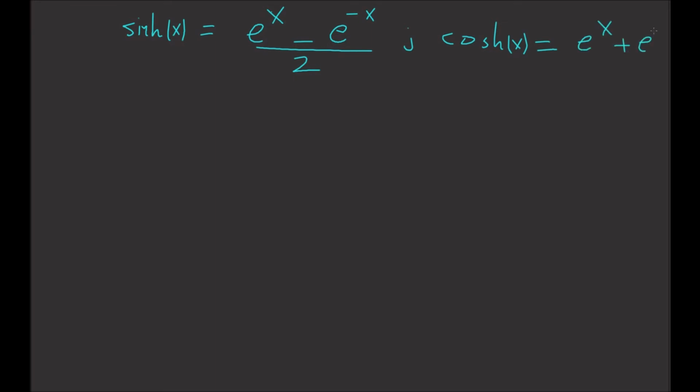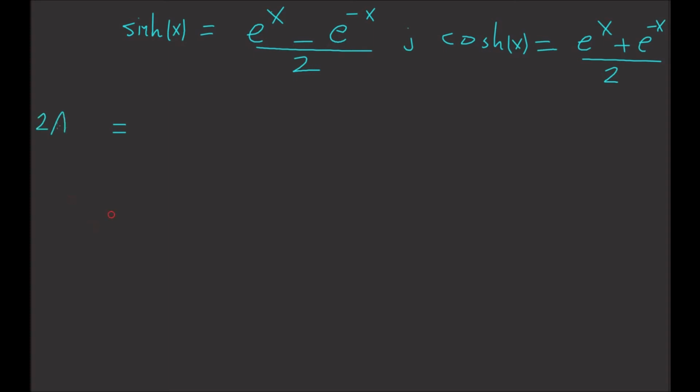Hyperbolic sine, or sinh of x, is equal to e to the x minus e to the minus x divided by 2. Also cosh of x is equal to e to the x plus e to the minus x divided by 2. So we're going to use these two to simplify a little bit further.